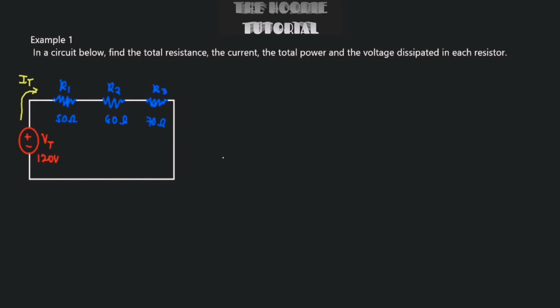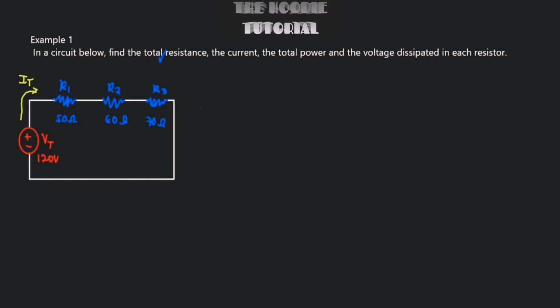Alright guys, this would be the example for the series circuits. Example number 1: in the circuit below, find the total resistance, the current, the total power, and the voltage dissipated in each resistor. Notice that we have a series circuit right here with 3 resistors. The first thing that we need to find is the total resistance, which is right here.